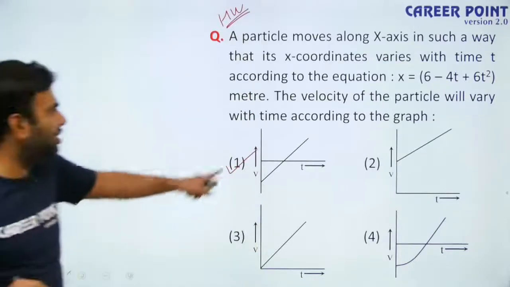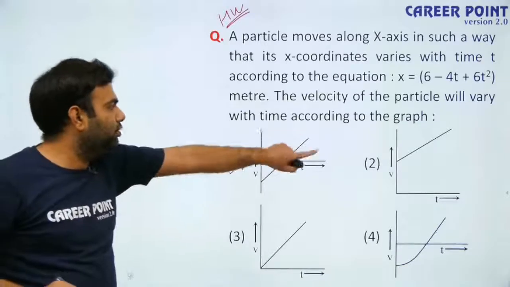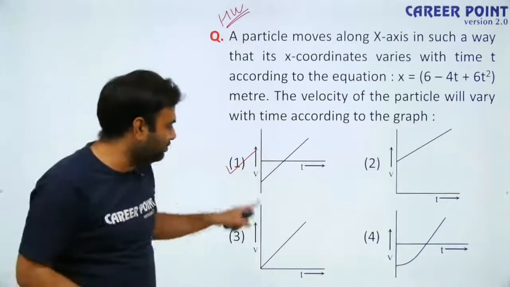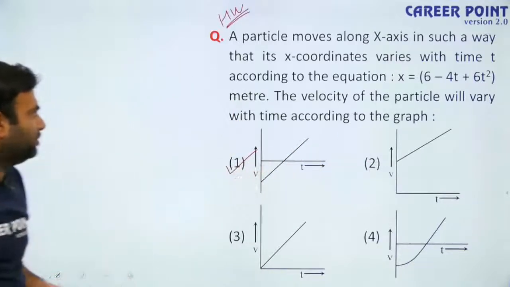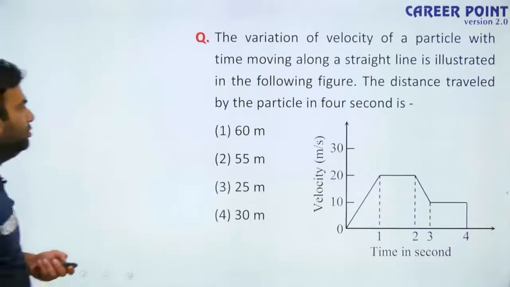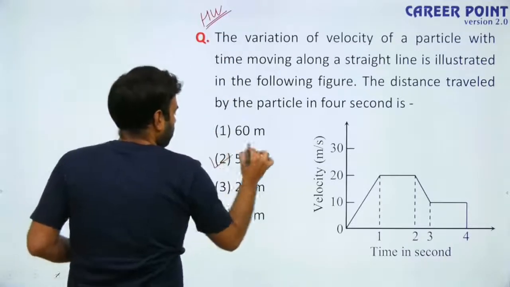It is again the equation of a straight line. So if you are getting a straight line, then you know whether it is passing through origin, positive y-intercept, or negative y-intercept. Okay, and this is also your homework. Its answer is option 2.